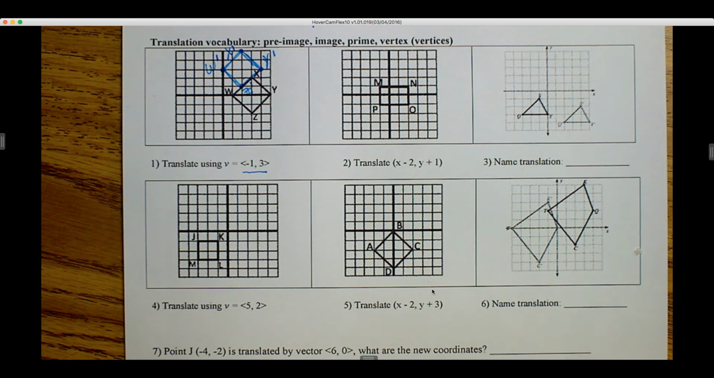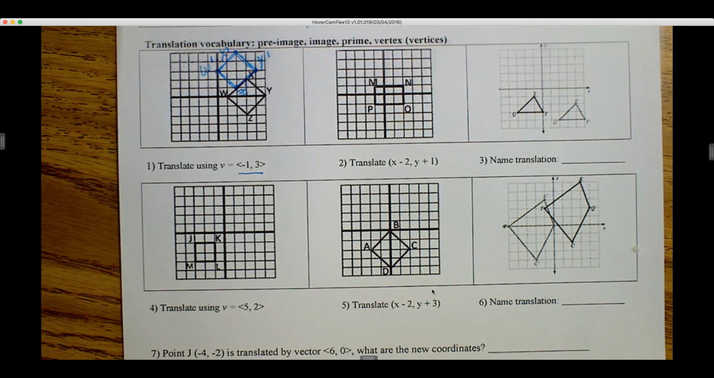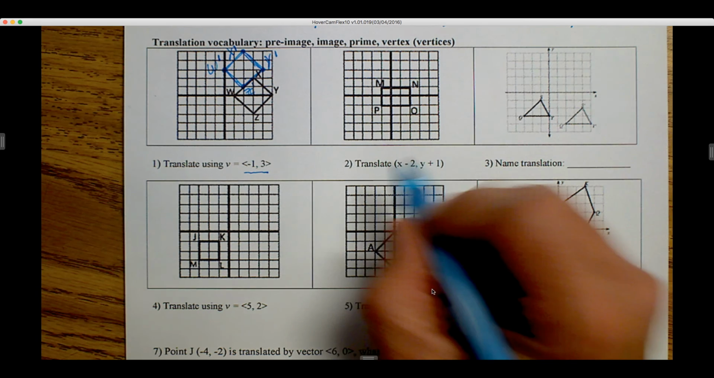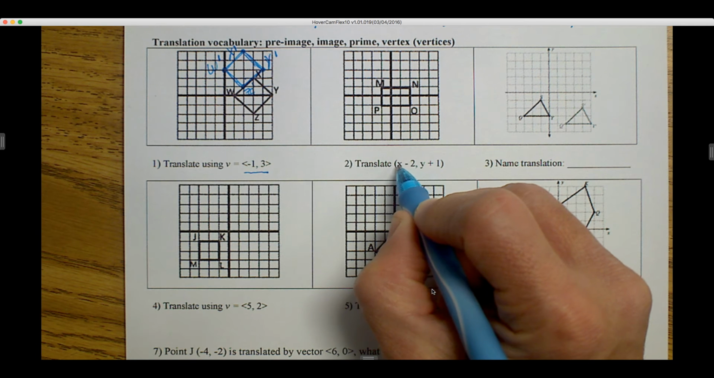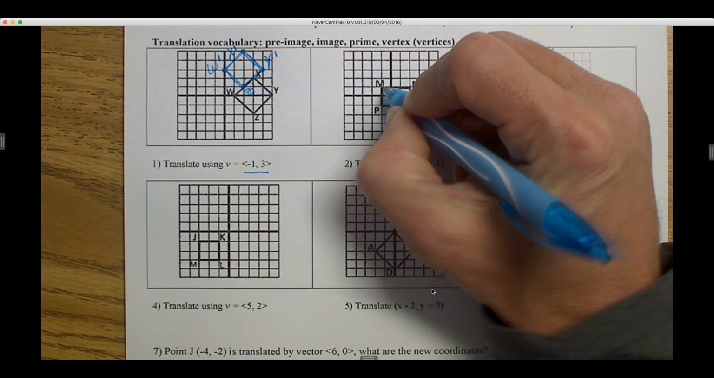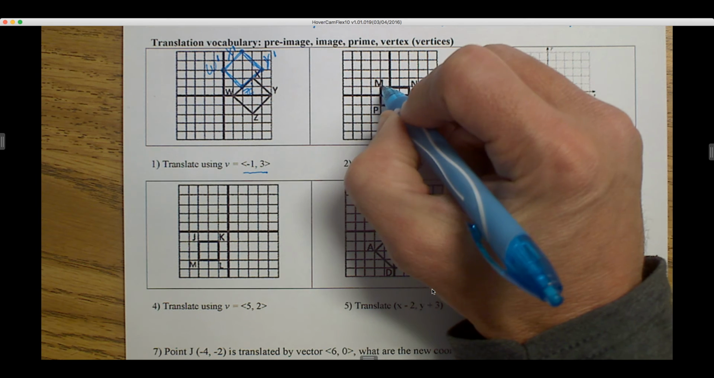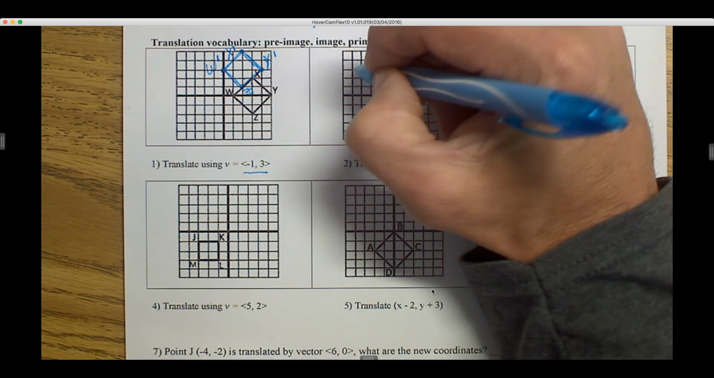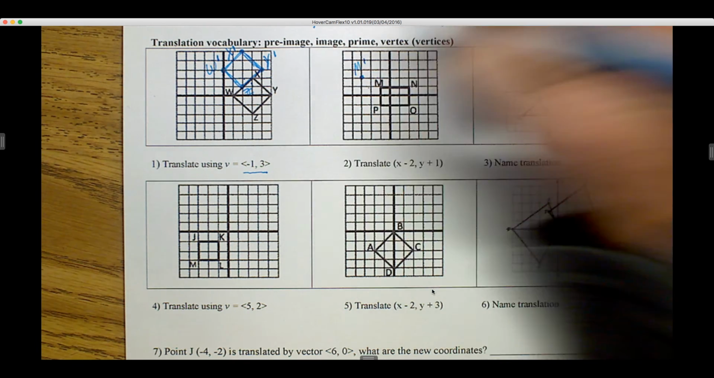I'm going to allow you to try the second one, and I'm going to ask you a question in a minute about that. Let's look at this second translation where it says x minus 2, y plus 1. So we're going to take each one of these and we're going to go x minus 2. So minus 2, 1, 2, and then plus 1. And we have M prime.